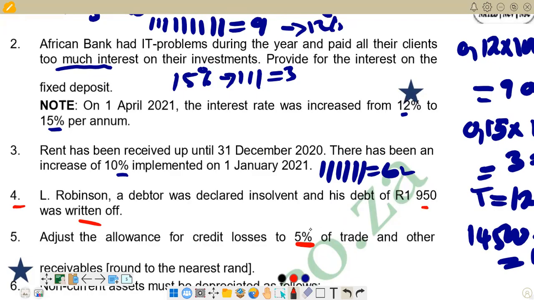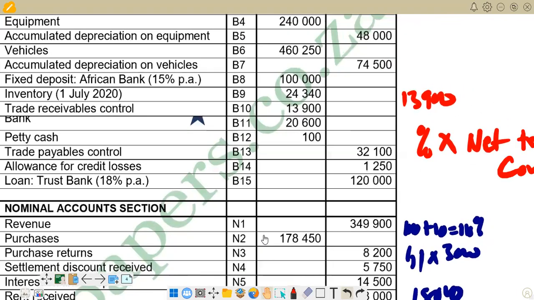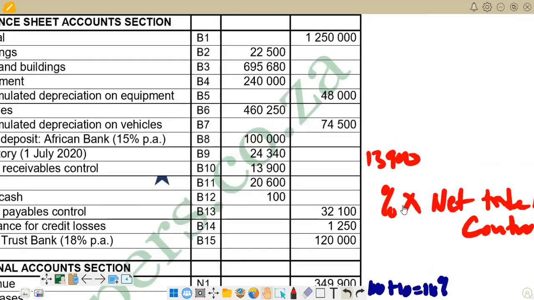So it means this one is also going to increase the figure for credit loss. When we are under the expenses, we are going to add it to the figure for credit loss that we are given there. So this one was not yet written off. It was omitted. So we need to remove it from the figure that we have for trade receivables to get the net figure. So if you go back here, now we are going to say this one, 18,900.